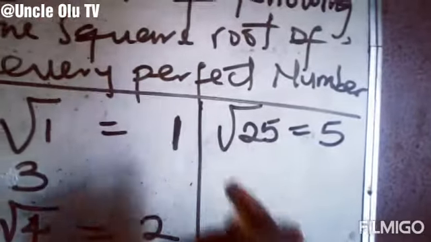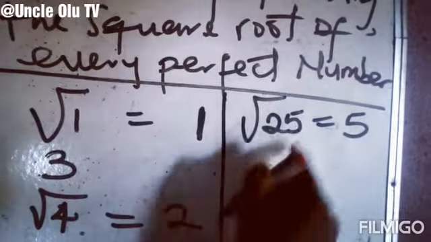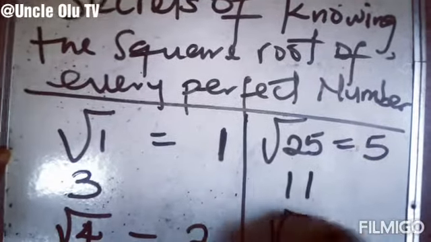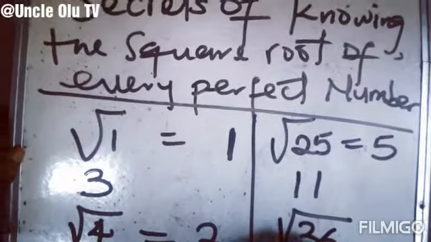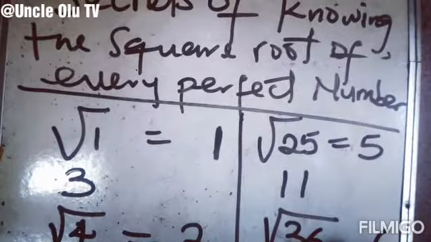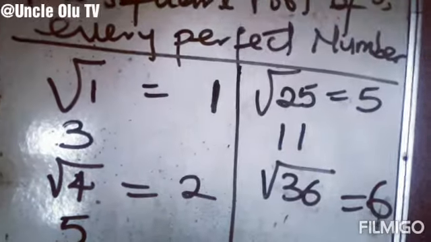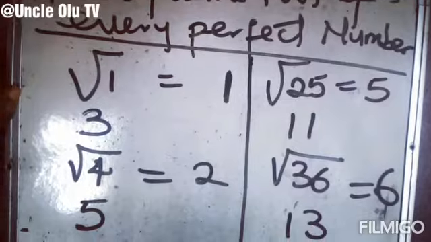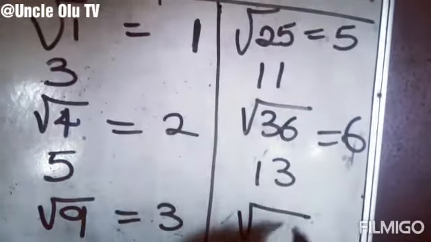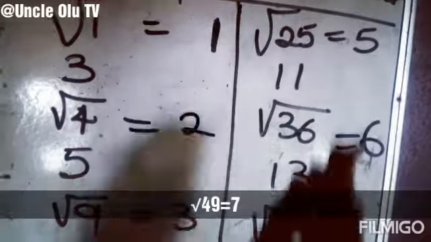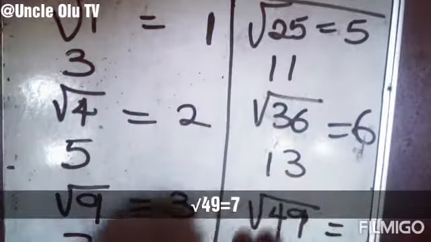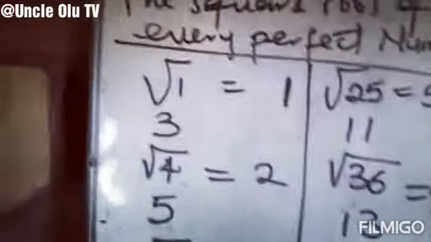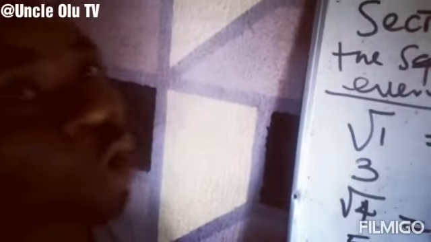After 9, what is the next odd number? That's 11. 11 plus 25, that's 36. 11 minus 5, 6. After 11, what is your next odd number? That is 13. So 13 plus 36, that's 49. And 13 minus 6, that is 7. And so on and so forth. That is the secret of using the odd numbers in getting all the square roots.